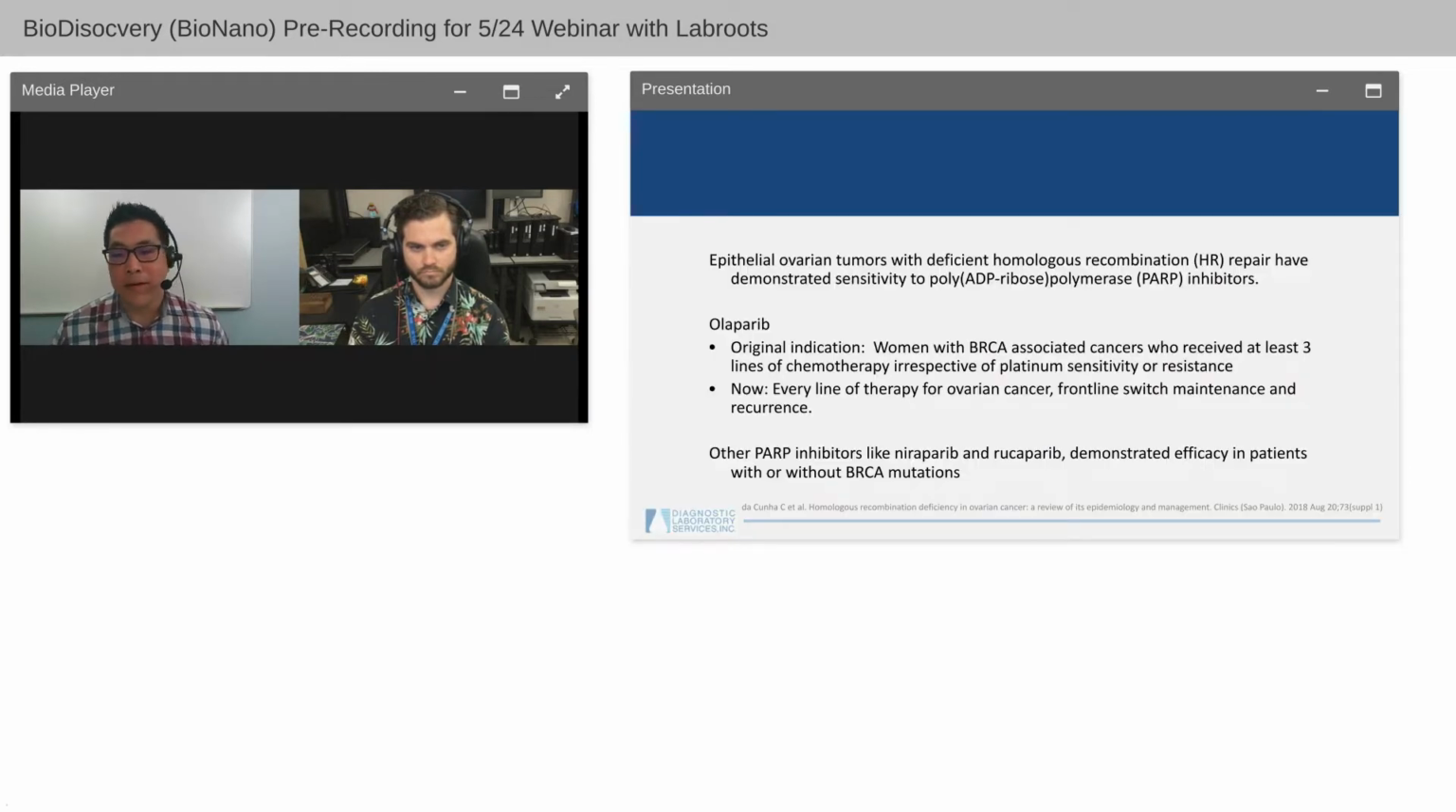continued growth. And so this is a perfect case for ovarian serous cancers. Epithelial ovarian tumors have demonstrated significant sensitivity to PARP, or poly-ADP ribose polymerase. And some of the PARP inhibitors that have been used in this field are olaparib, who has original indications for BRCA-associated cancers. And that has now been assigned to all lines of therapy for ovarian cancer, both frontline, switch, maintenance, and also recurrence. There are other players that are part of PARP inhibitors, niraparib and rucaparib.